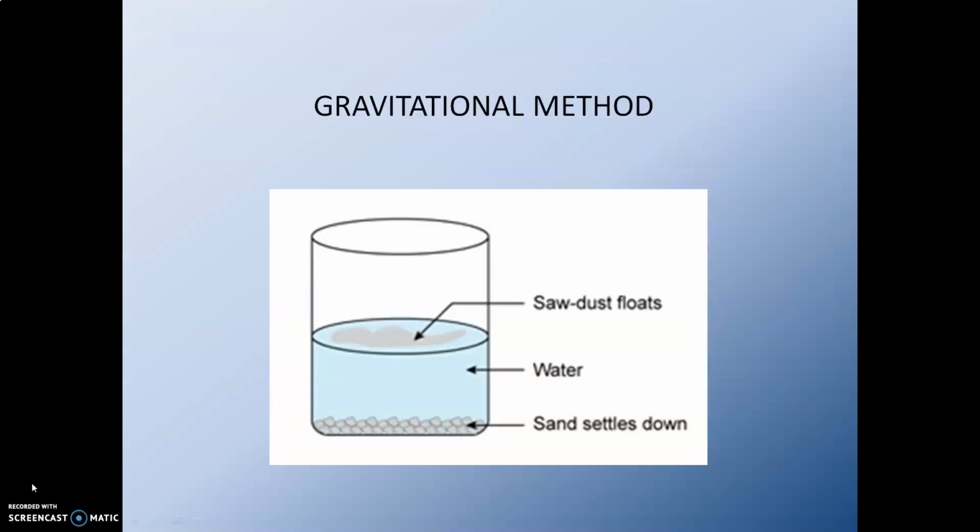Next comes the gravitational method. The method itself signifies gravity. That means heavier will settle at the bottom and lighter will float. A very good example is sawdust and sand. What happens when you mix it with water? The sawdust floats, being lighter in weight, and as a result, sand being heavier settles at the bottom. After that, you can pour out the sand in another beaker and sawdust with water will be in another beaker. So this is a method of separating in a gravitational way.